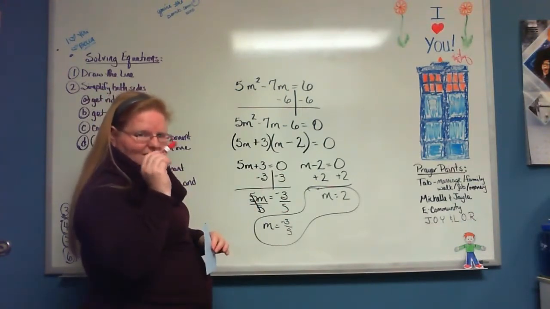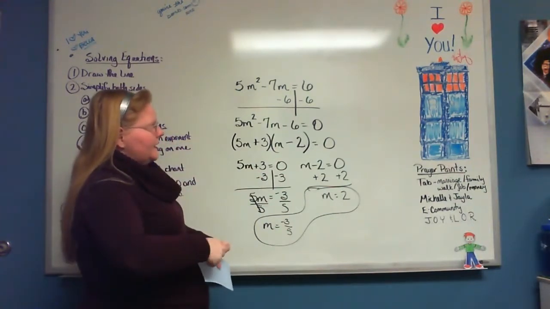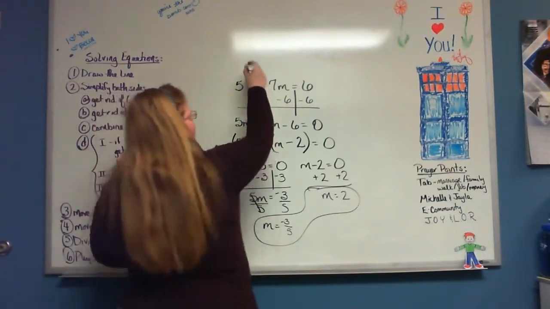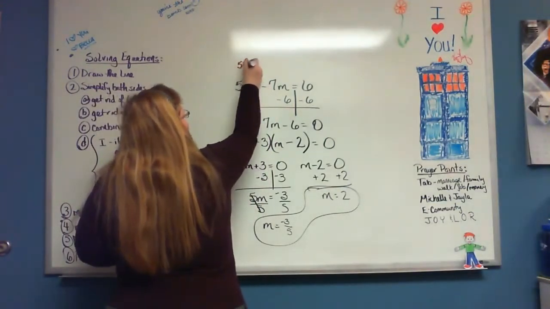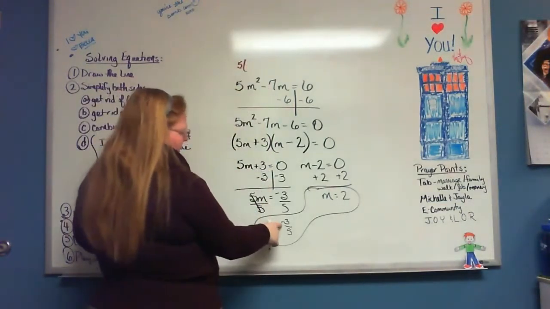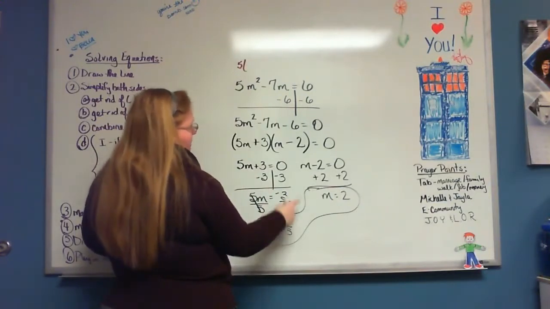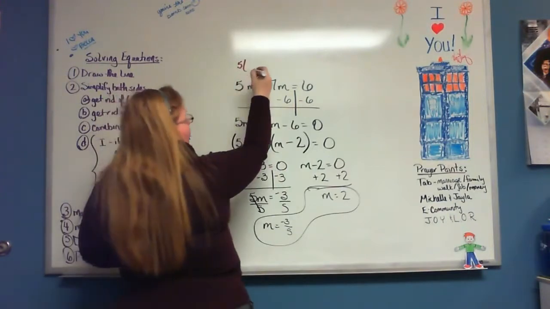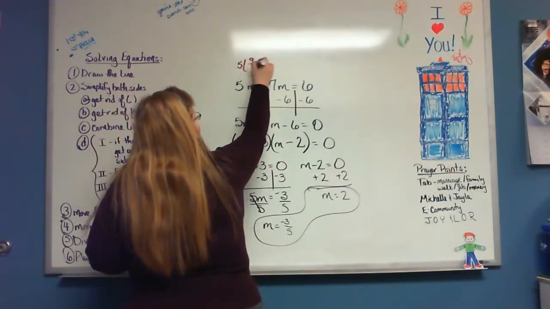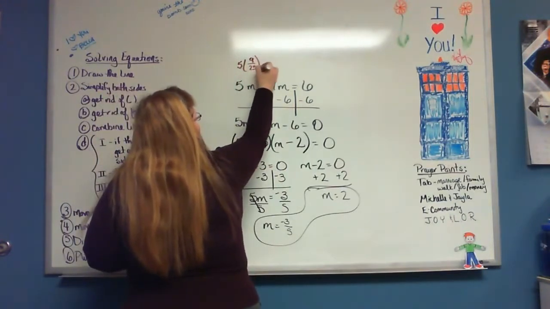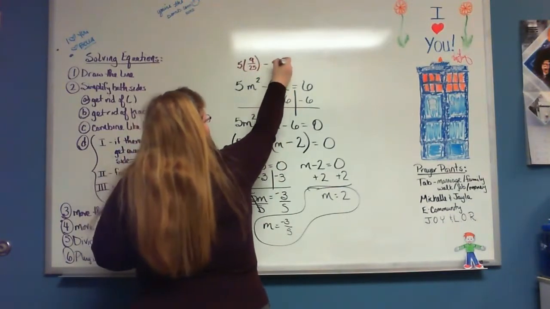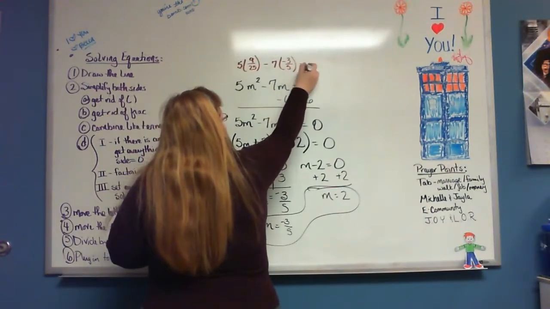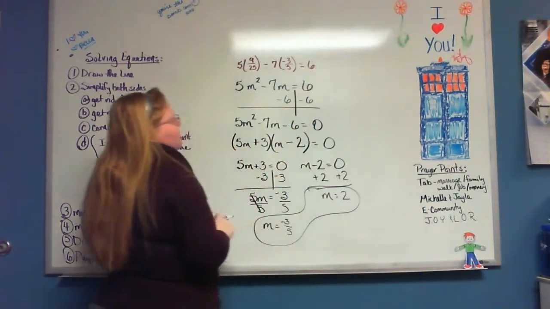Now, if we were to go back and check, which I'll do in this color, you'll see that we have to plug it into the very original problem. So that would give me 5 times negative 3 over 5 times negative 3 over 5, because it's squared, gives me a positive 9 over 25 minus 7 times negative 3 over 5. And we want to know if that equals 6 or not.